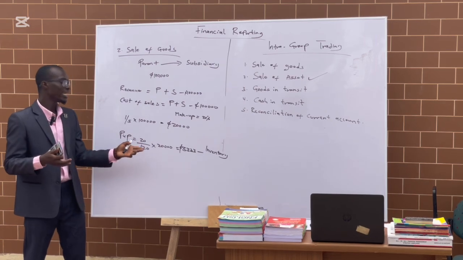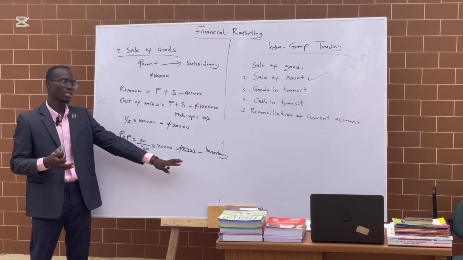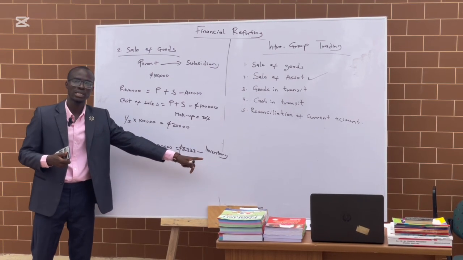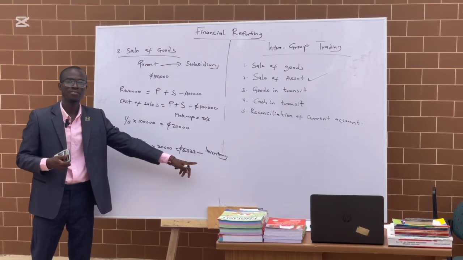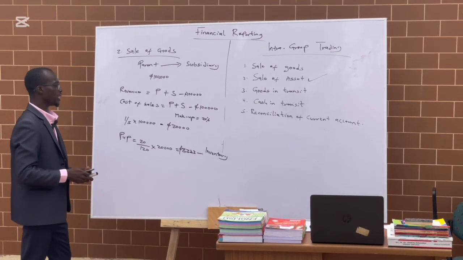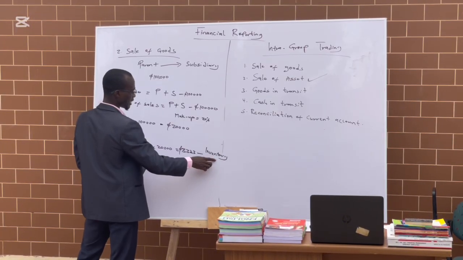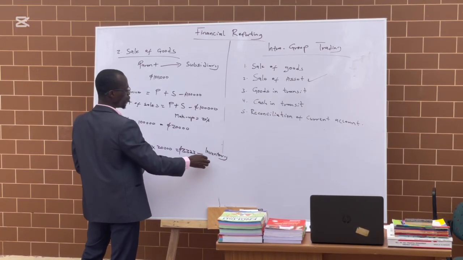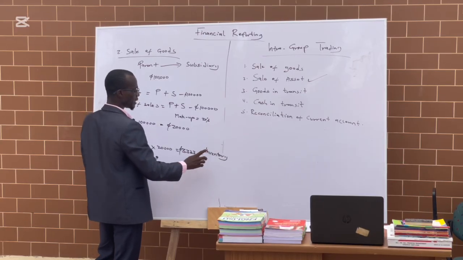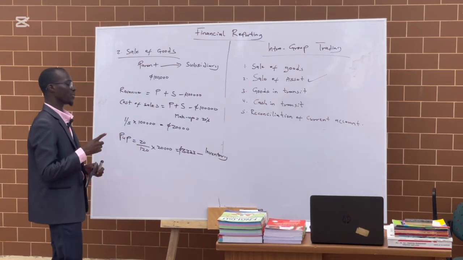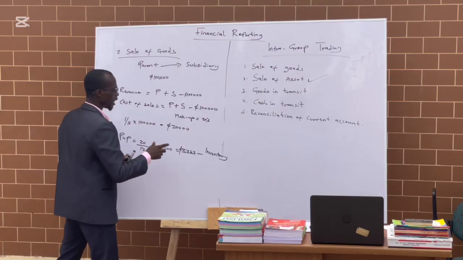But in this case, there is a profit charged on it. So we need to go and subtract the profit that we have put on the inventory. So this will be subtracted from inventory under the current assets when you are doing the group financial position. When you start solving questions, you will see what I mean. So that's what I will do.